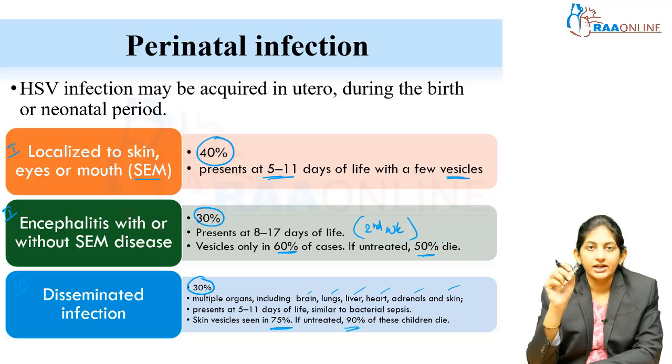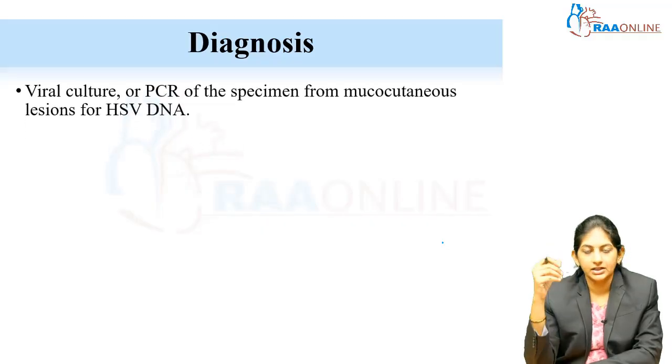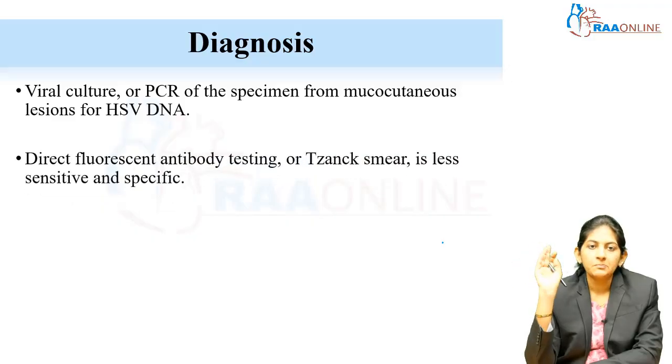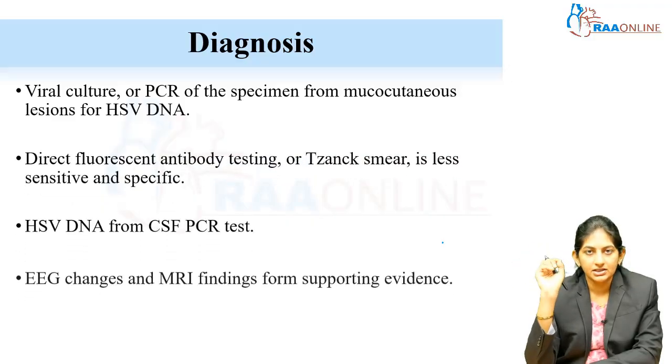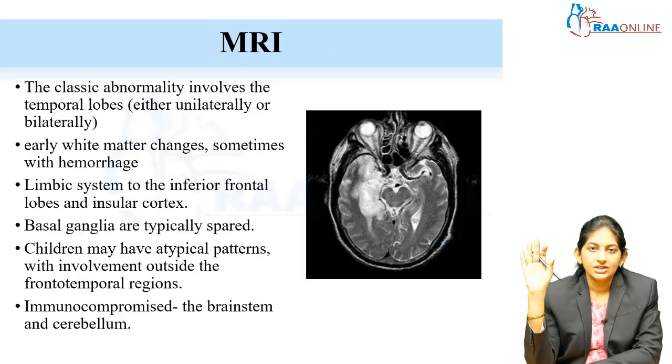A very careful antenatal history is needed. If the mother had any history of fever, any rash, any vesicles, oral or genital, this history is very, very important. So coming to the diagnosis of herpes simplex, clinically we do the HSV viral DNA PCR. Viral cultures are only of theoretical use. We do only the HSV viral DNA PCR. This is done from samples from CSF and from the mucocutaneous lesions.